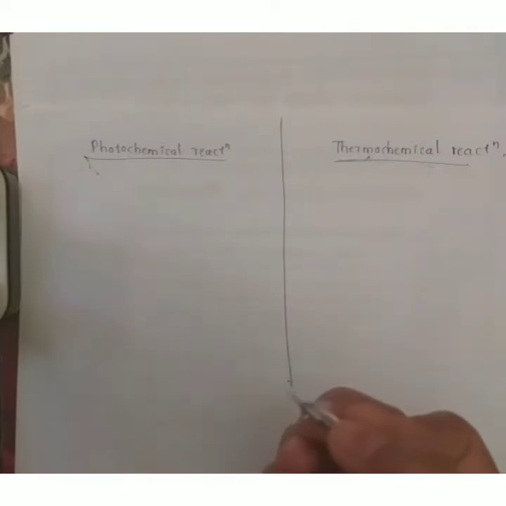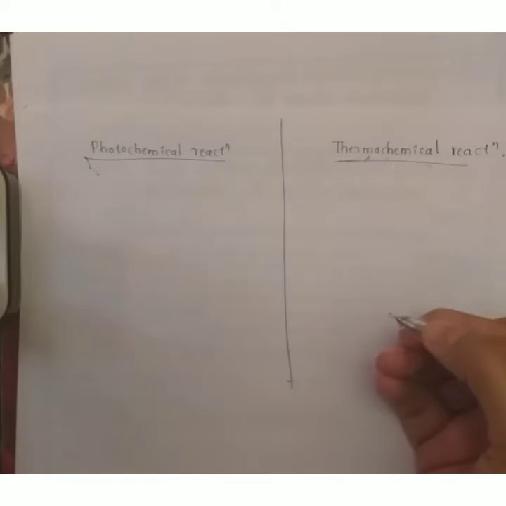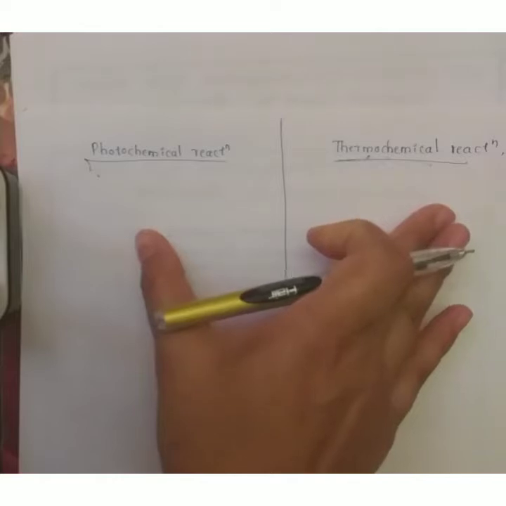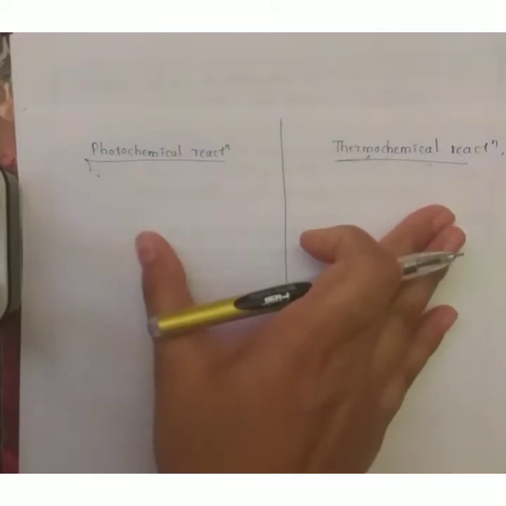If the reaction is occurring or caused due to the presence of heat, or the concentration of the reactants, or the presence of a catalyst, if the reaction is carried out using these conditions, then such reactions we are going to call thermochemical reactions. This is one of the differences between photochemical and thermochemical reactions.